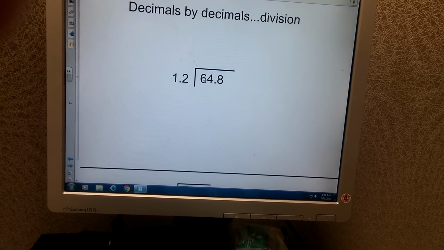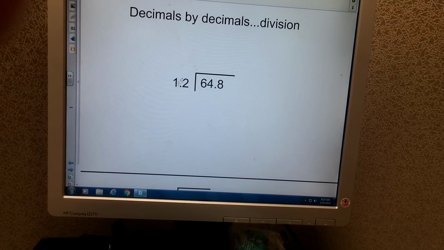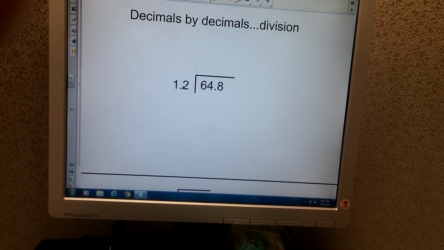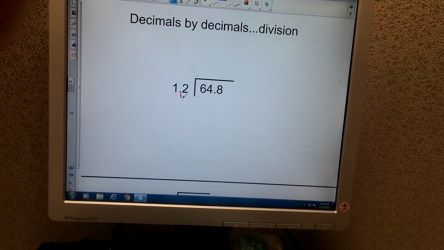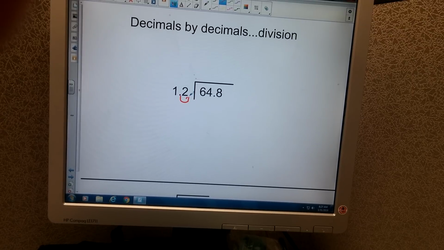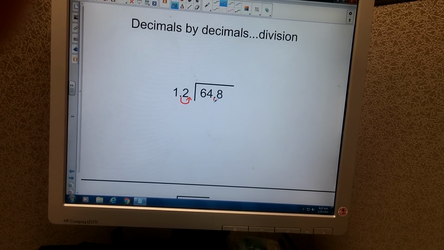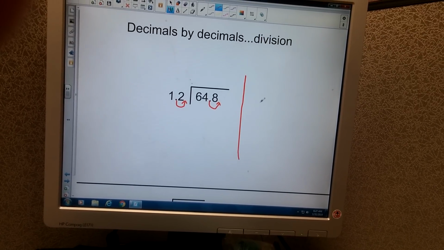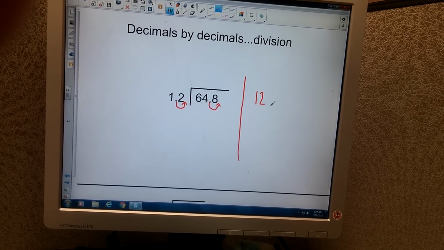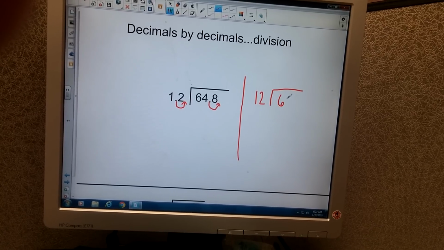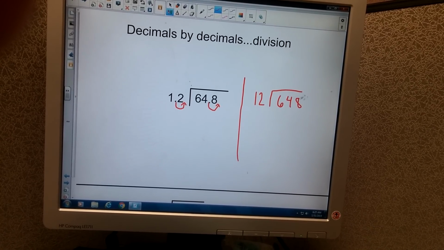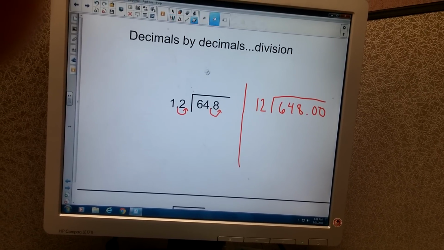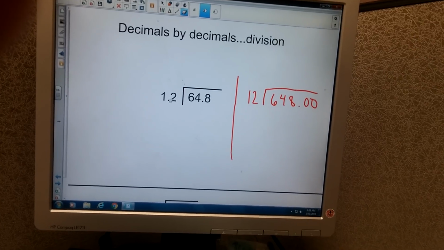When you're doing a decimal divided by a decimal, before we get started here, we have to move this decimal place on the outside over 1. Which means we have to move this decimal place over 1. So the problem we're actually going to solve here is 12 divided by 648 decimal, and I'm going to add zeros just in case I need them. So I'm going to erase this. Go ahead and pause the tape and get this into your notes.